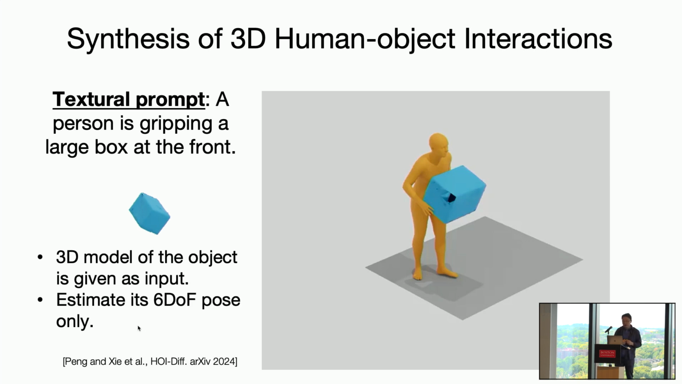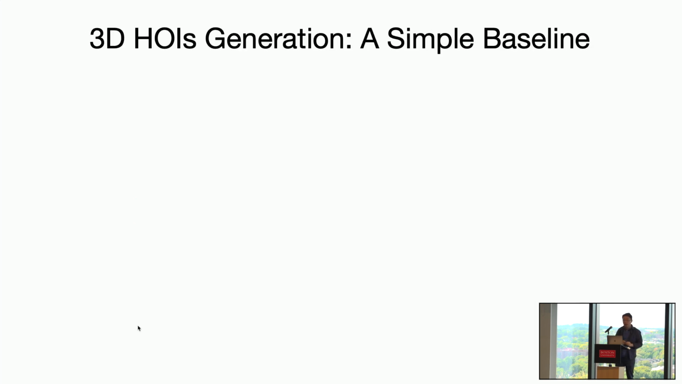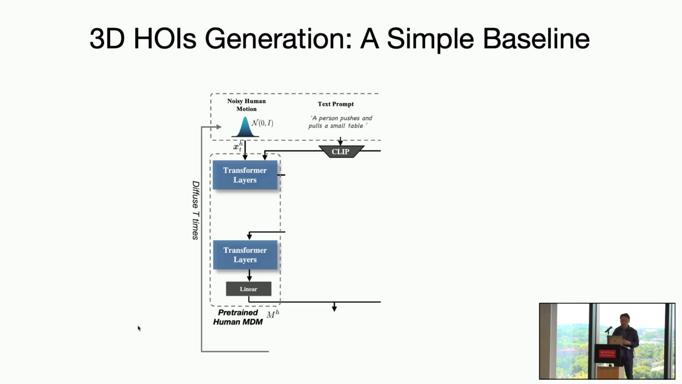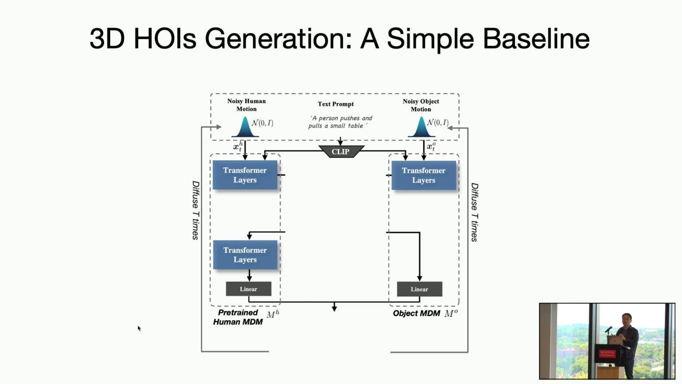So how can we do this? How can we generate the motion of the human and also the motion of the object at the same time? Well, you may say we can have two different diffusion models. One is responsible for generating human motion. The other is responsible for generating the motion of the object. That's a natural approach, and we also tried that. So this branch is a diffusion model for human motion generation. This branch is for the object.